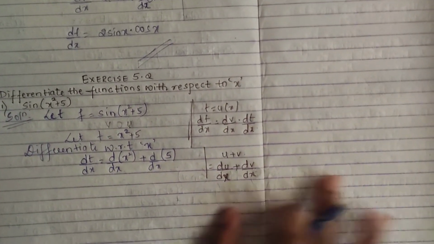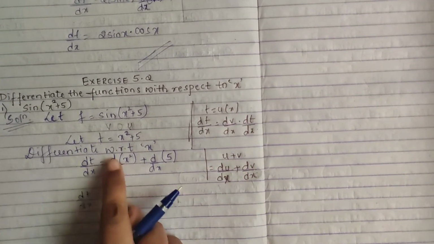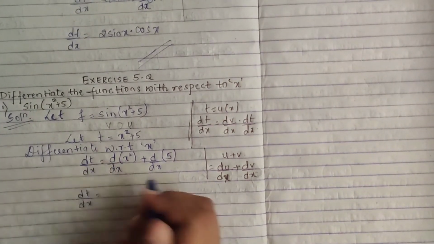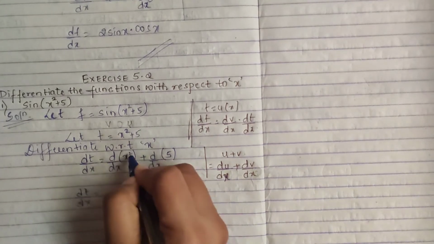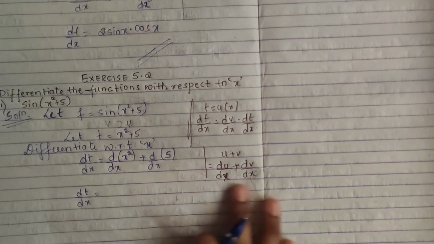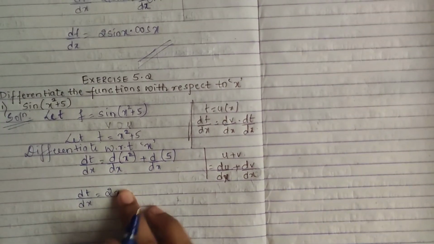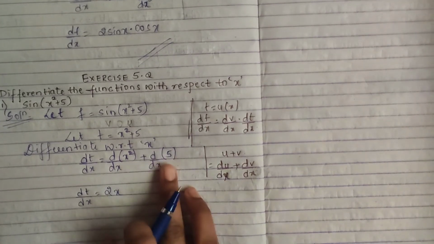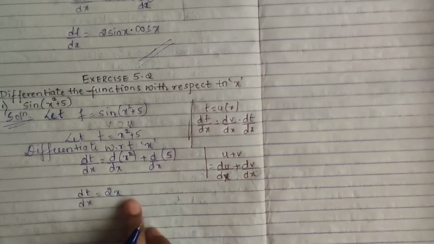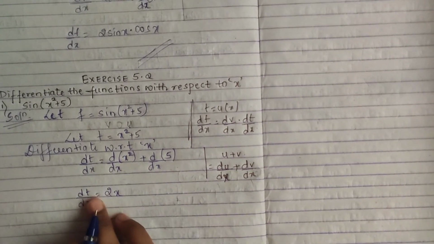Okay, so now dt by dx: d by dx of x square. X square differentiation is what? It is x raised to n form, right? What is the differentiation of x raised to n? n into x raised to n minus 1. So it will be 2, x raised to 2 minus 1 is 1. Differentiation of a constant, I have said, is always 0. So this part will be 0. So dt by dx is what? Only 2x. dt by dx is 2x.